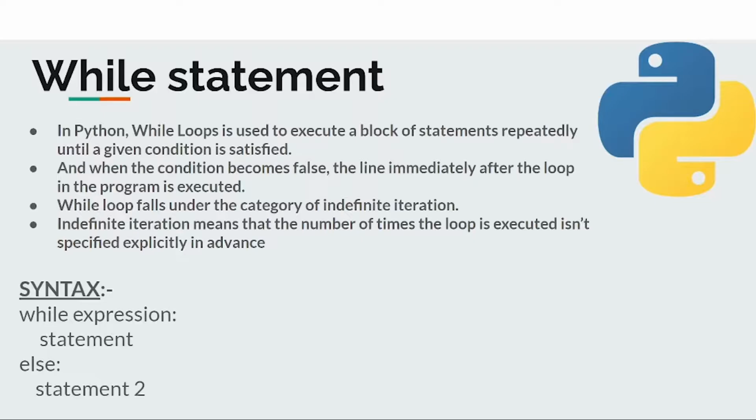While loop falls under the category of indefinite iteration. Indefinite iteration means that the number of times the loop is executed isn't specified explicitly in advance. Here is the syntax you can see for the while statement, which is while expression. Next you start with the statement, and else with the following other statement.